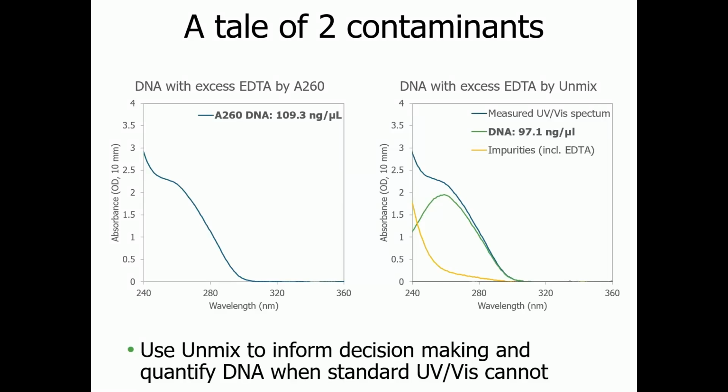In this case, since we have decent DNA yield, repurification is probably worthwhile. However, if we didn't have good yield, you'd probably be better off just throwing the sample away and starting over again. Unmix makes it easy to determine both the real DNA yield and figure out the source of any kind of unusual signal, enabling informed decision-making about those precious DNA samples and helping you troubleshoot your process.